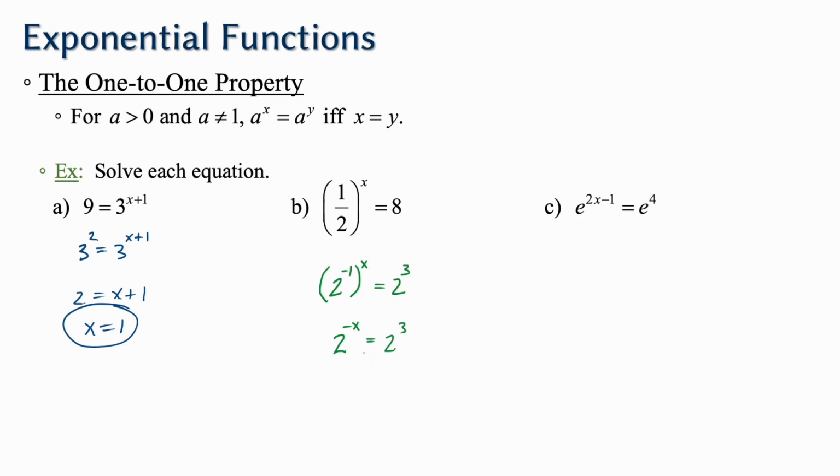So we have common bases. Their exponents must be equal. So that means -x must equal 3. When you divide by -1, we come up with x equals -3.